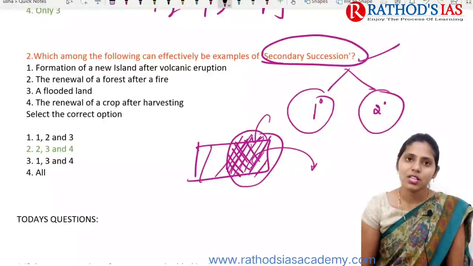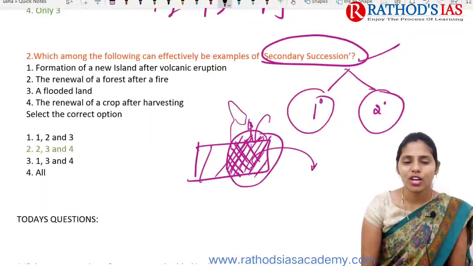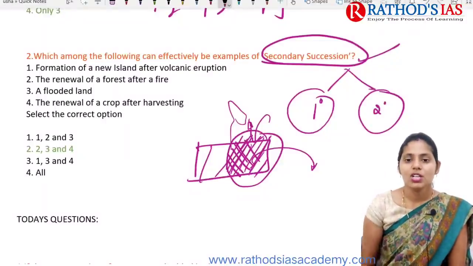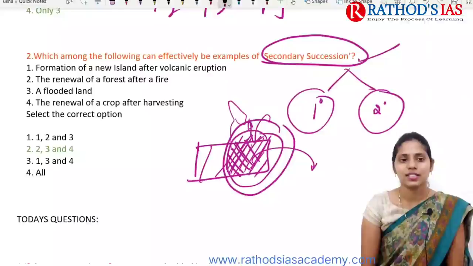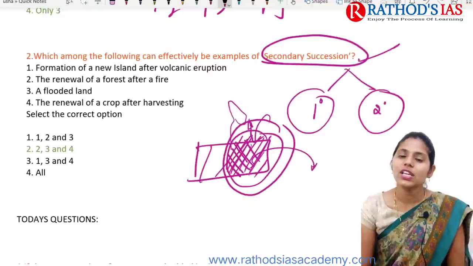Later on, after some years, we can see small plants growing here, and finally a big forest will appear after some years. So this forest is called secondary succession. Now let us see some examples of secondary succession.